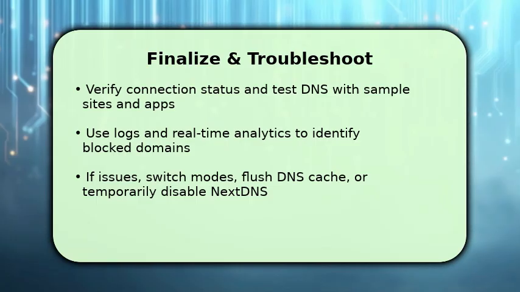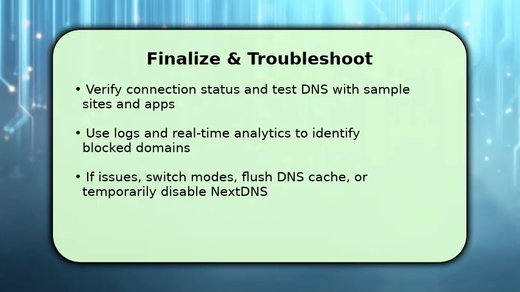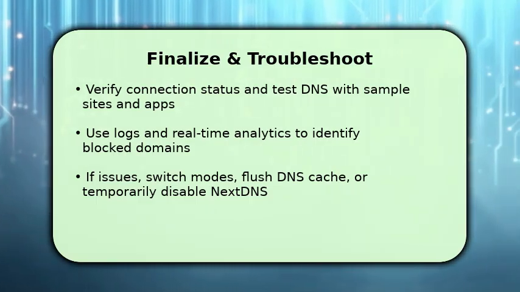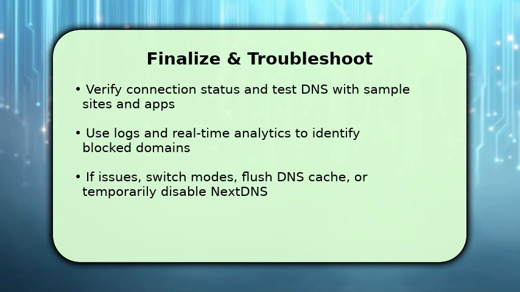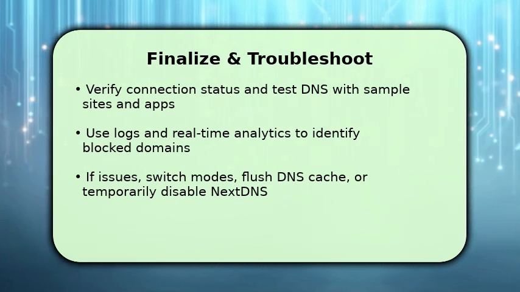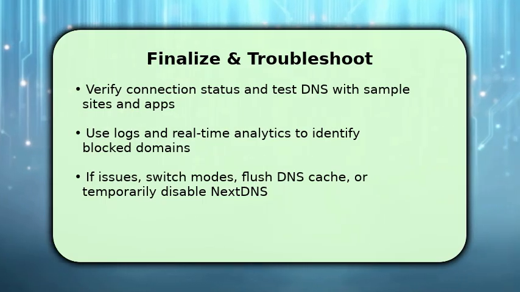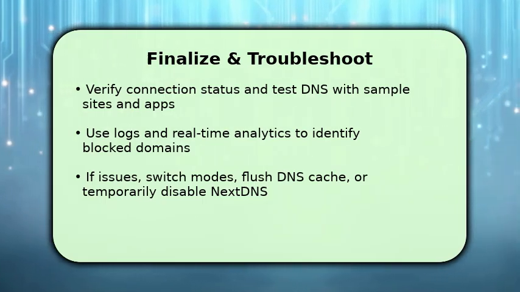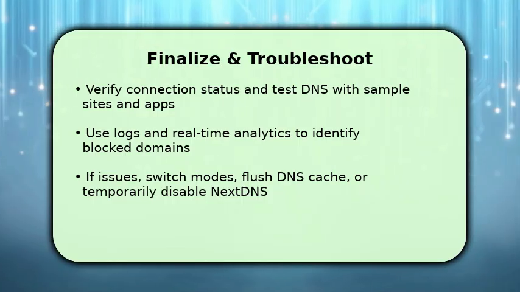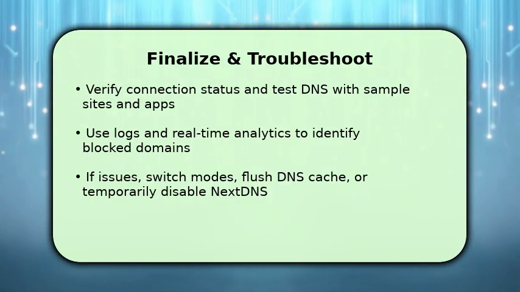If an app breaks, temporarily switch from VPN to private DNS or vice versa, flush your Android DNS cache, or disable specific rules rather than the whole service. One key troubleshooting tip: always test after each change so you can quickly undo the exact setting that caused the problem.